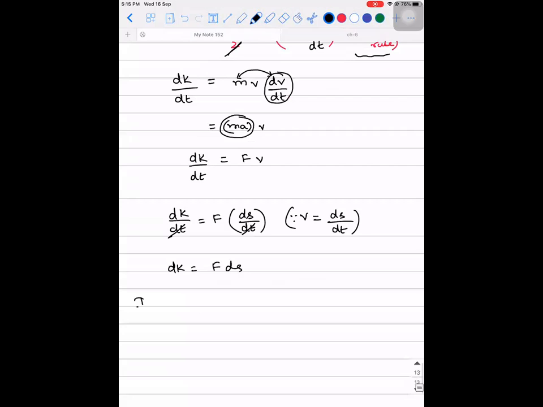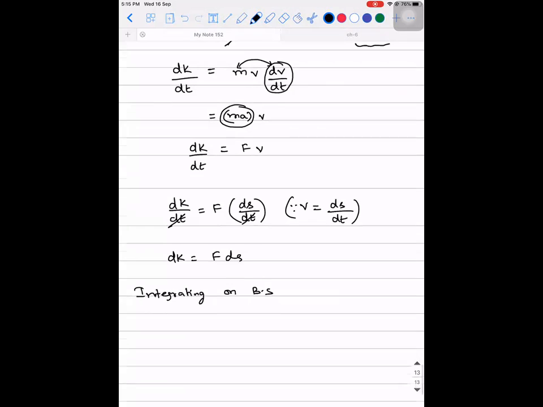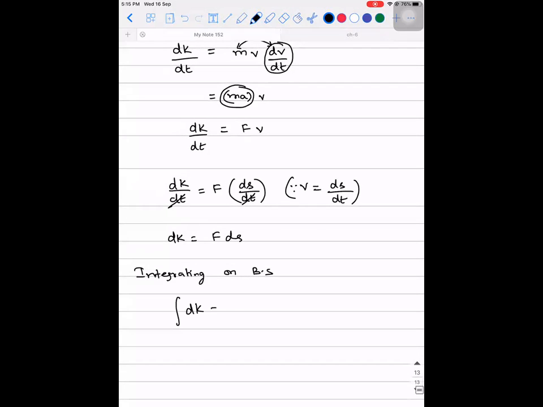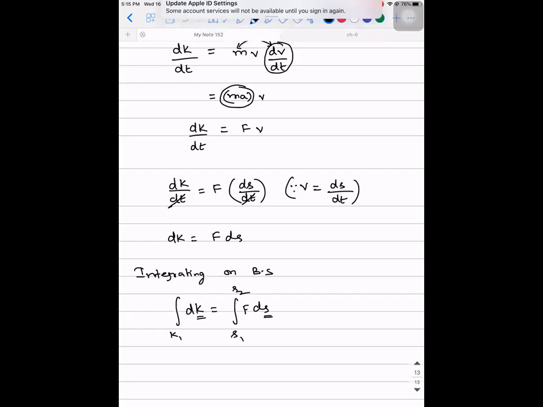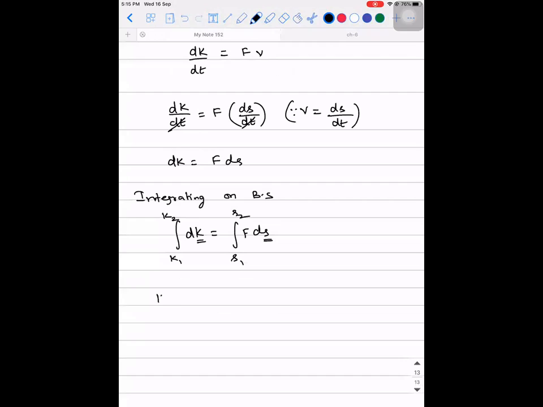Now I'm integrating on both sides. We get integral of dk is equal to integral of f into ds. On the right hand side, look at the variable. The variable is s, so take it as s1 to s2. On the left hand side, the variable is k, so k1 to k2, or k initial to k final. When you integrate dk, you get k2 minus k1, is equal to, what is the integral of f ds from s1 to s2?